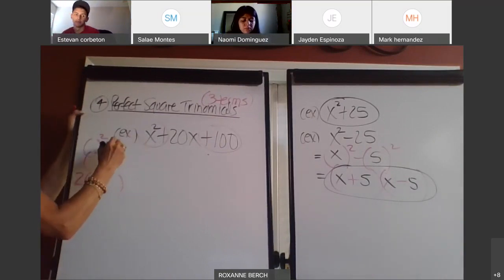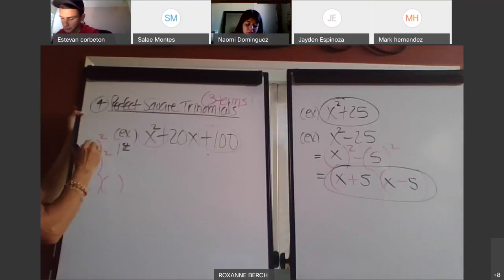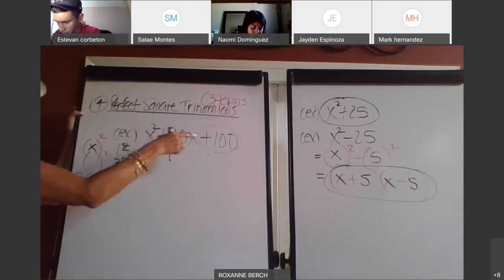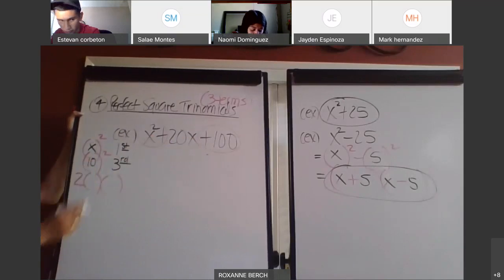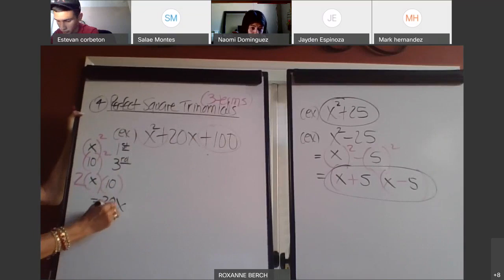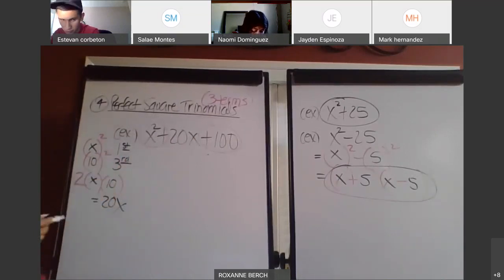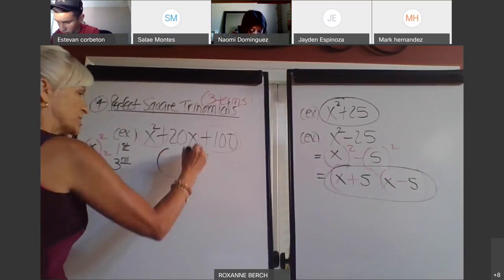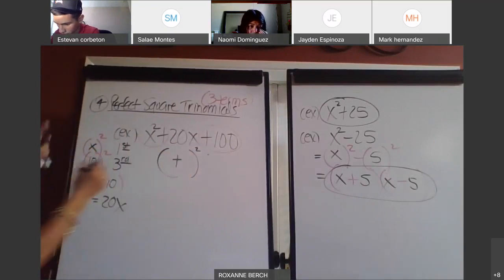So watch what I'm going to do. I'm going to look at the first one. It is a square. I'm going to look at the third one in descending order, and the third one's a square. So I'm going to take the x and the 10 and put them in there, and I get 20x. Look at that. That matches the middle term. It passed the test.